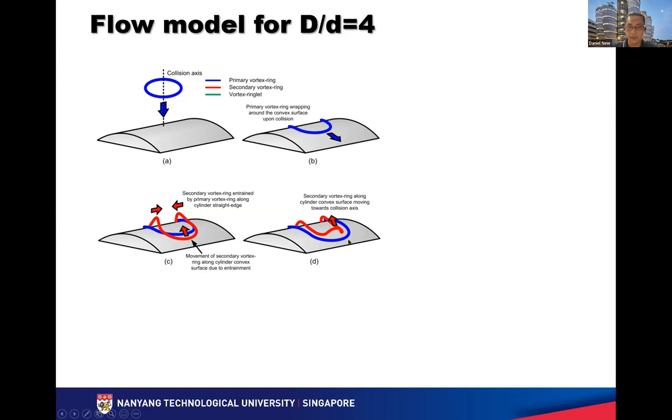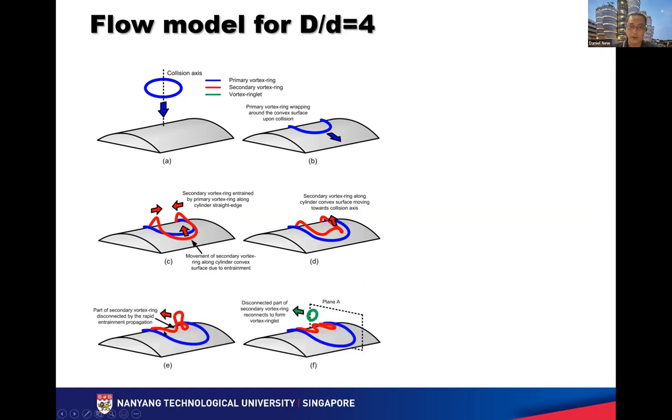And as time progresses, what we postulated is that the segment of the secondary vortex ring here is going to turn around, as we've seen in the experimental visualizations, and move towards the collision axis. In doing so, it's going to form a loop this way. Due to the proximity of the vortex lines associated with the secondary vortex ring here, we believe that there will be a disconnection and reconnection process, which essentially will see the formation of a vortex ringlet that continues to move towards the collision axis, and the rest of the secondary vortex ring here is going to look like this. So this is what we believe.